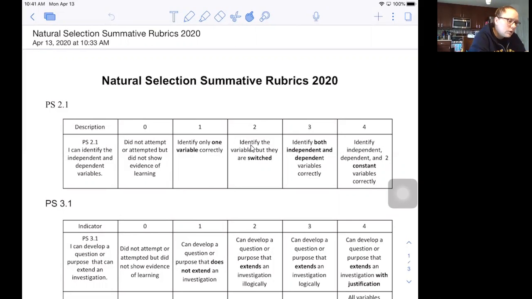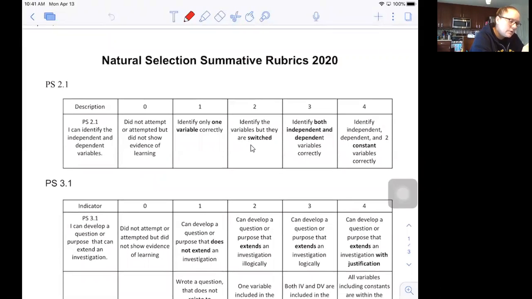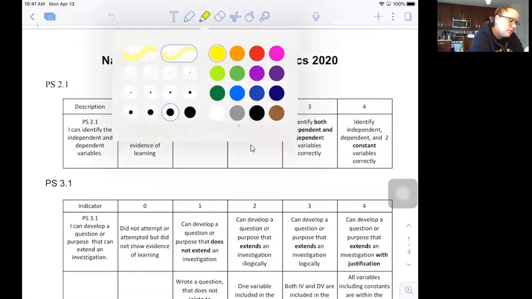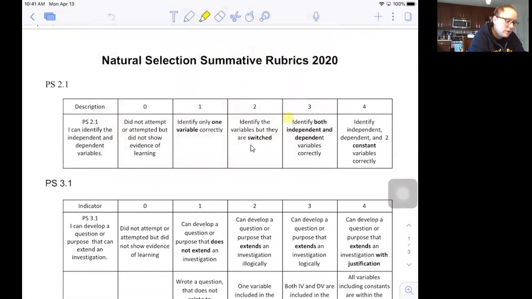So one of the topics on your summative is going to be you're going to be given a lab simulation, or kind of like an online simulation with some fake data. And then you are going to have to identify variables. So again, in order to get a 3, okay, you need to be able to identify both your independent and dependent variables.